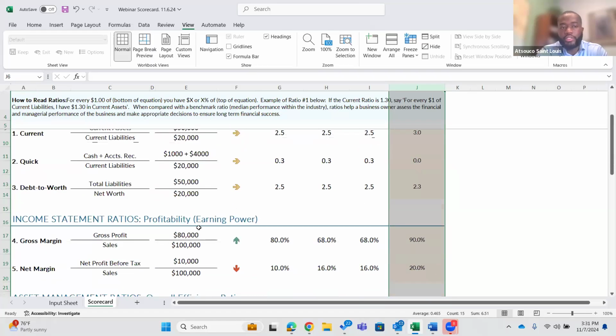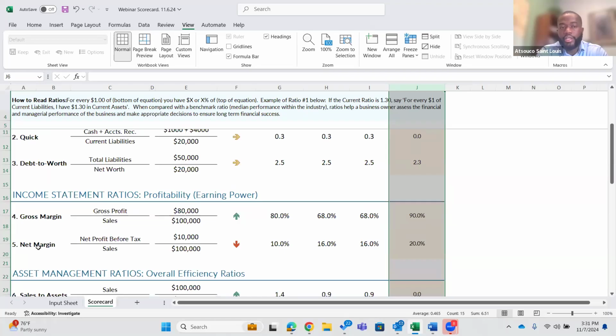Same thing for his debt to worth, right? So that's looking at just the overall worth of the business. That's going to give Damien an understanding, is he over-leveraging here? Is he financing too much or is he just where he's supposed to be? So if you look at the benchmarks, 2.3 has actually stayed pretty stagnant.